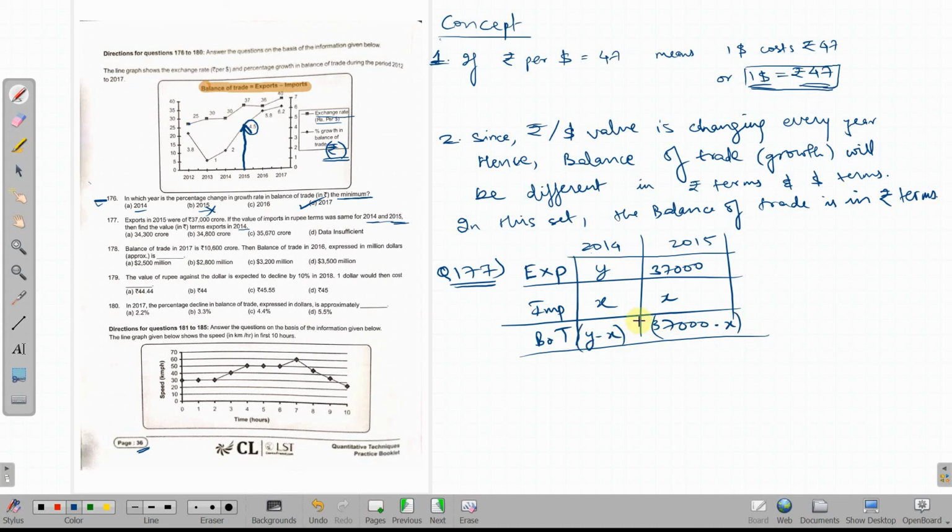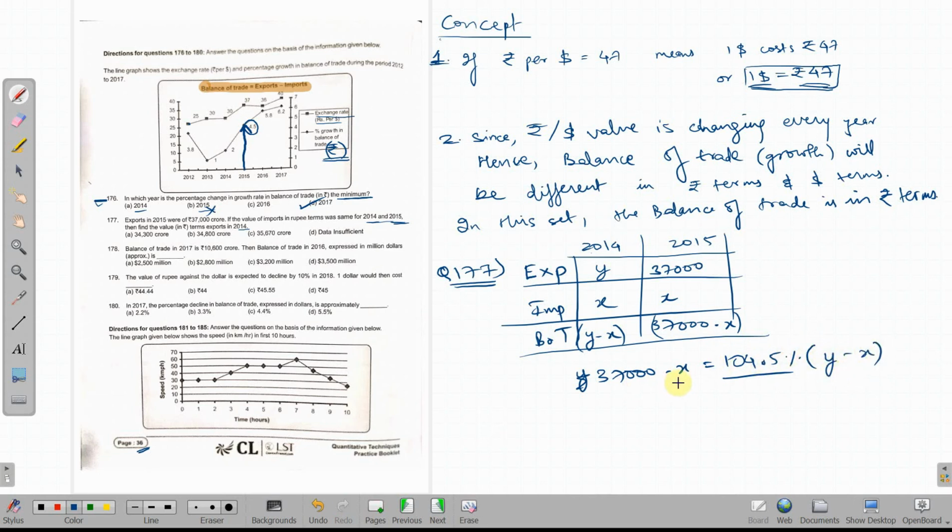and you've been given one relation between them from the graph. Until now we did not have any relation, but now you have one relation: y minus x, which is 37,000 minus x, is equal to a 4.5% increase. So can I say, if it was 100%, it would become 104.5. So 104.5% is nothing but 104.5 percentage of y minus x.